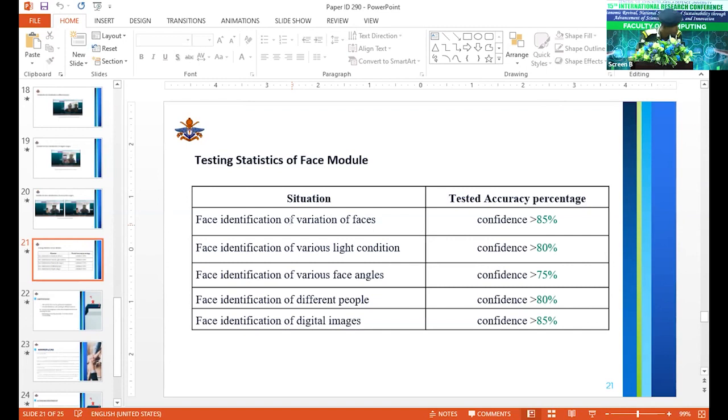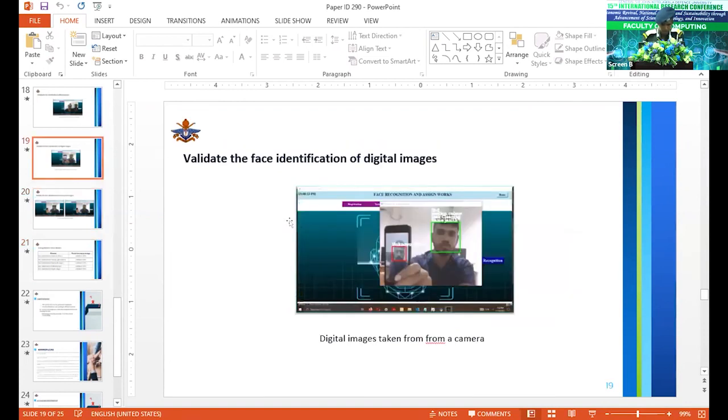So if a colleague just presents an image of his friend, how does the system detect that? I mean, for example, a worker's image is presented to the system. Digital images taken from a camera are not identified; the display shows unknown.